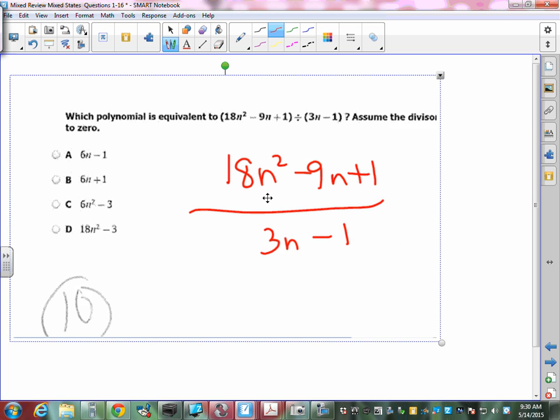Okay, so on the top part, no greatest common factor, leading coefficient is not 1, so we're going to have to factor that by grouping again. 18 times 1 is 18. We've got to think now what multiplies to give you positive 18, but adds to give you negative 9. Negative 6 times negative 3. So we're going to need to do 18n squared plus 4, and then rewrite negative 9n as negative 6n and negative 3n.